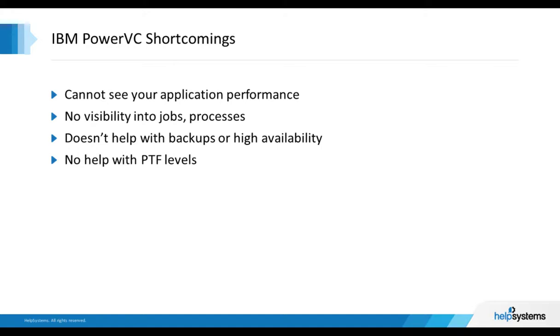You still have applications running within each of the operating systems. You maybe don't have visibility then into jobs and processes. You need that kind of thing. This doesn't really help you much with backups or high availability, and there's certainly no help with PTF levels. So we're going to share some things that we can do within the Help Systems technology to help you out and drill into some of those things a little further and give you that global view of your applications, your jobs, your backups, and PTF levels.